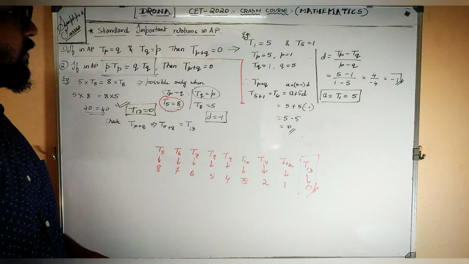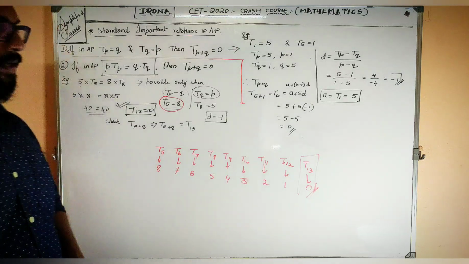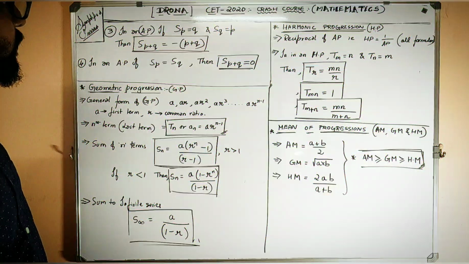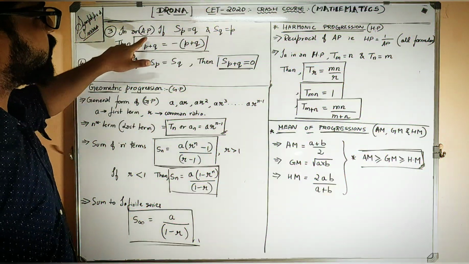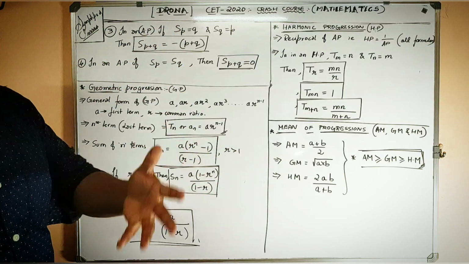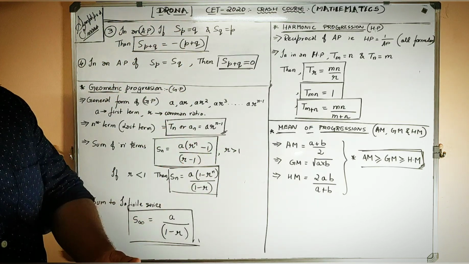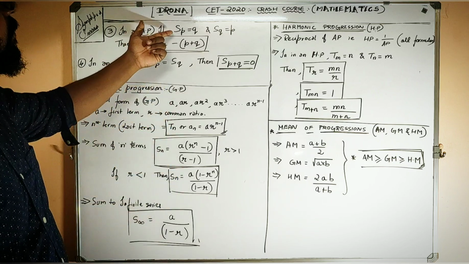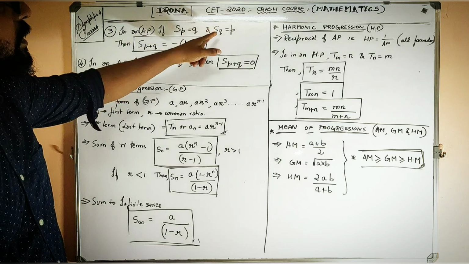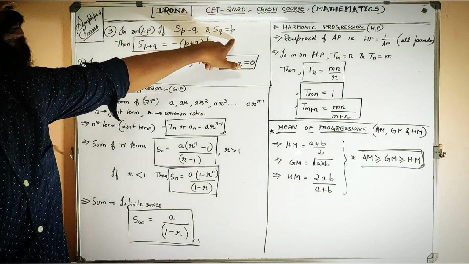So this is the use of these two formulas. We'll continue next. Our third relation which we need to know about AP. That is, in an AP, if the sum of the pth term, till now we came across the pth term itself and the qth term itself. Now we are moving on to the sum of the pth term being equal to q, and the sum of the qth term being equal to p.